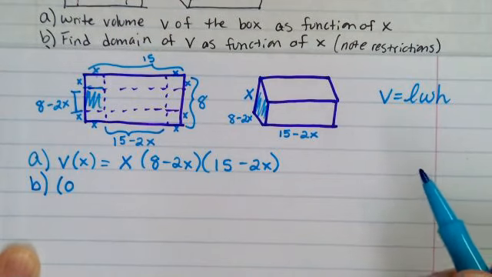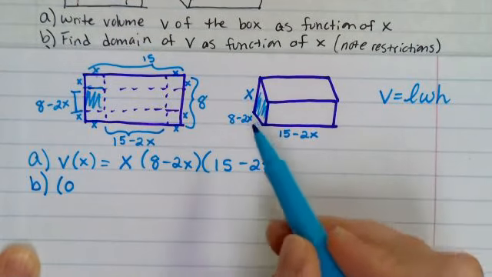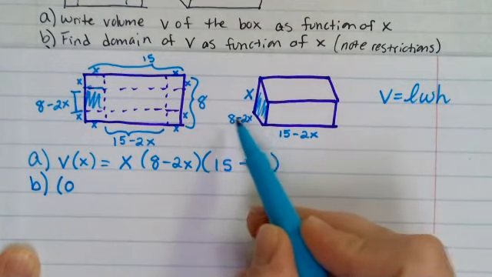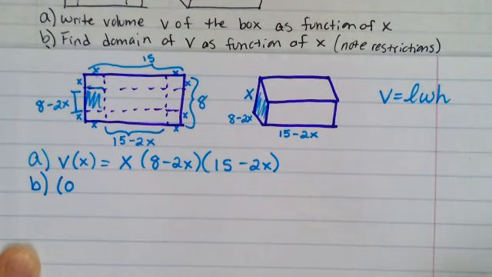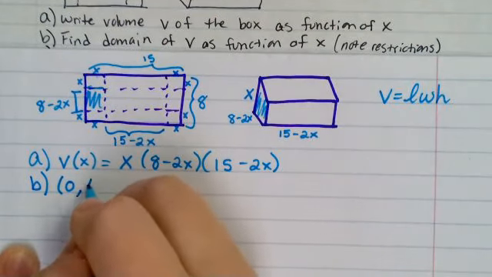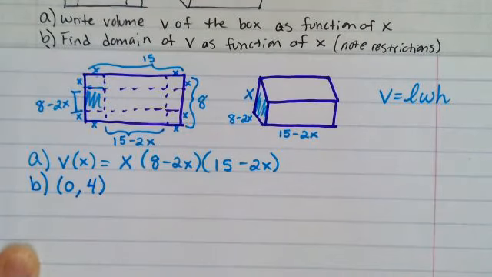What if it was 3? That would be okay because 2 times 3 is 6. 8 minus 6 would tell me that this was 2 inches wide. That's okay. That would still be a box. So I would say that this is anything up to 4, not including 4.